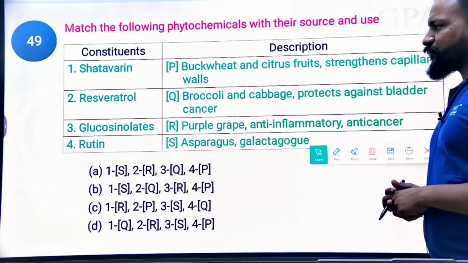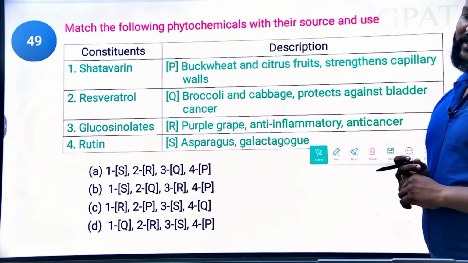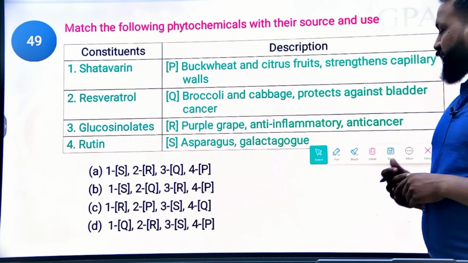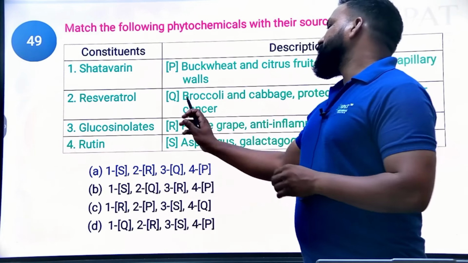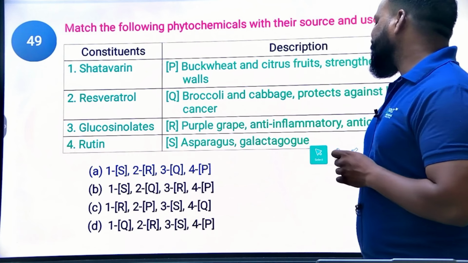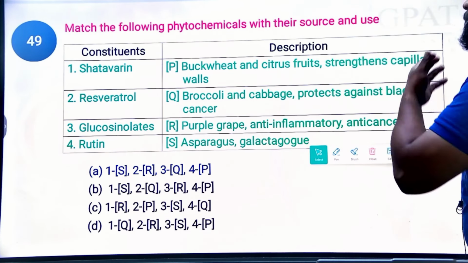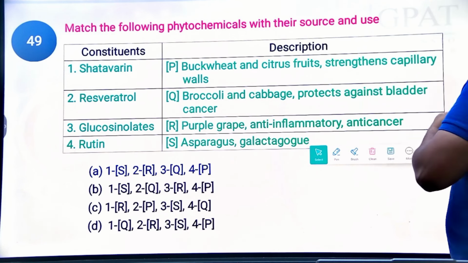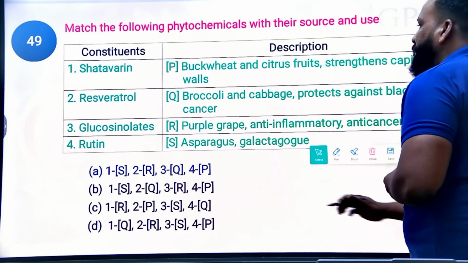Rutin. From this one option you can simply find out the right answer. Rutin is mostly obtained from the citrus fruits. The right answer will be option 4P, citrus fruits. Cethaverin is obtained from the asparagus and is a galactagogue. Resveratrol is mainly obtained from the purple grape, with anti-inflammatory and anti-cancer properties. Glucosinolates are mainly obtained from the broccoli and cabbage and protect against bladder cancer, and rutin is mainly from buckwheat and citrus fruits and strengthens the capillary walls.